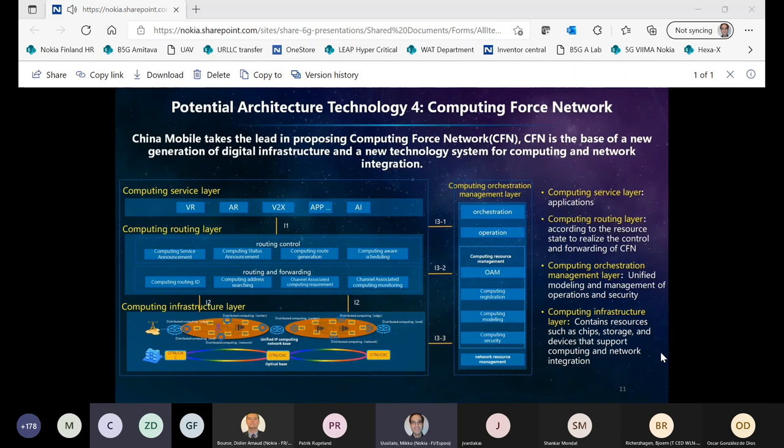The final potential architecture technology I want to share is computing force network, which is proposed by China Mobile and is expected to be a new technology system for computing and network integration. The computing force network will consist of four layers: computing infrastructure layer, computing routing layer, computing service layer, and computing orchestration management layer. Computing force network is aimed at applications with both computing and network requirements. It can efficiently orchestrate computing and network resources based on the awareness between computing and network.